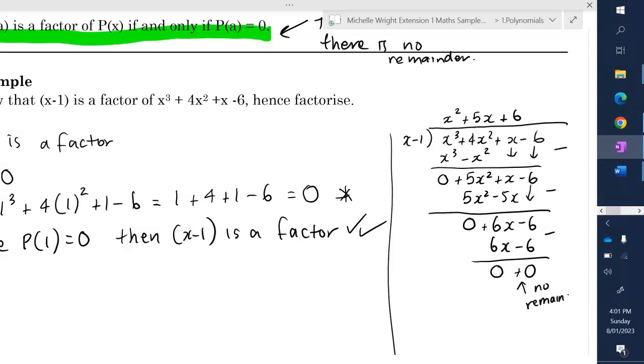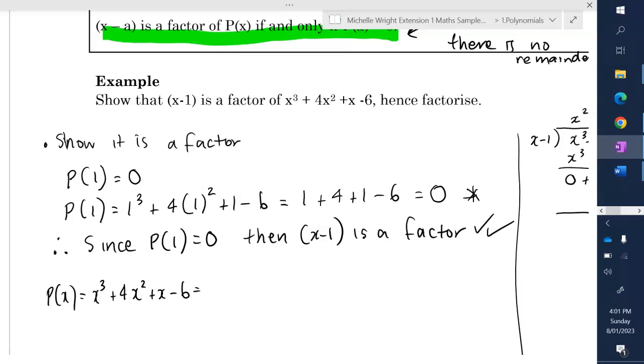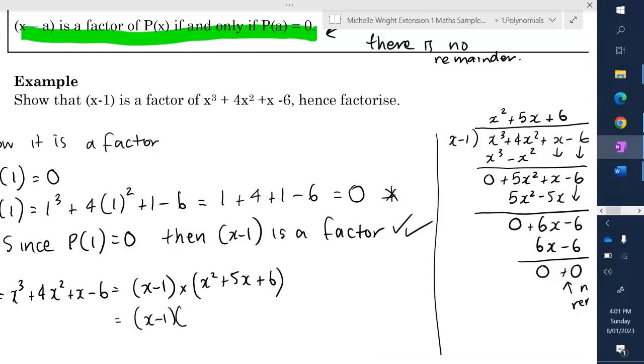Okay, so we are fully factorizing our polynomial. This cubic is equal to this linear out the front multiplied by this quadratic. And I'm going to write that down here. So we can say that p of x, which is equal to x cubed plus 4x squared plus x minus 6, is equal to x minus 1 multiplied by, if we have a look at my quadratic at the top, I ended up with x squared plus 5x plus 6 and no remainder. Can we factorize these two brackets any further?